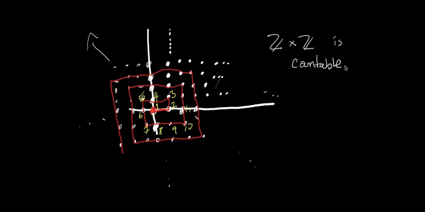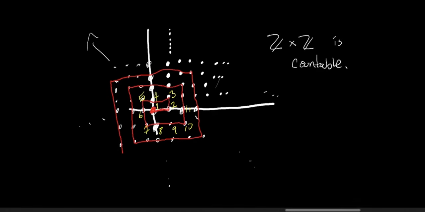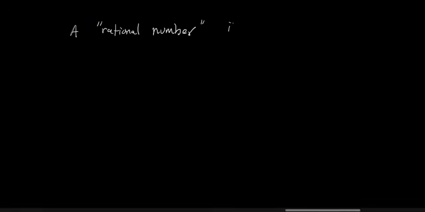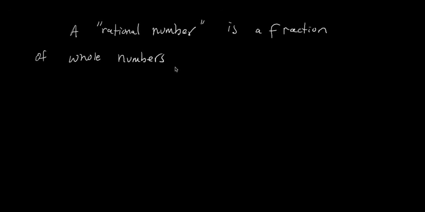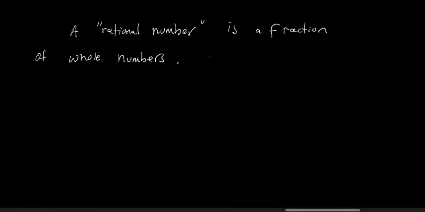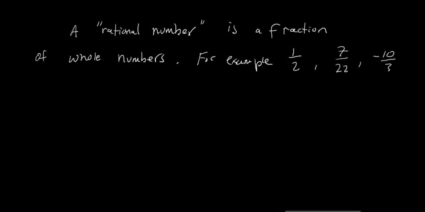So you may be forming an impression by this point that maybe every infinite set is countable. But I hope that very soon I'll be able to show you that that's not the case. But before we get to that, I want to show you a couple more countable sets. The first one is called the set of rational numbers. So a rational number is nothing more than a fraction of two whole numbers, where of course with fractions we require that the denominator is not 0. So for example, 1/2 is a rational number, 7/22 is a rational number, -10/3 is a rational number.